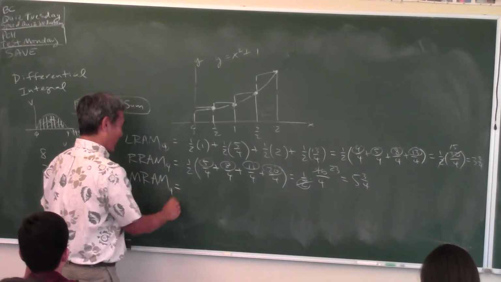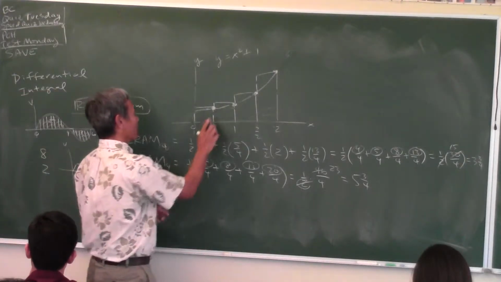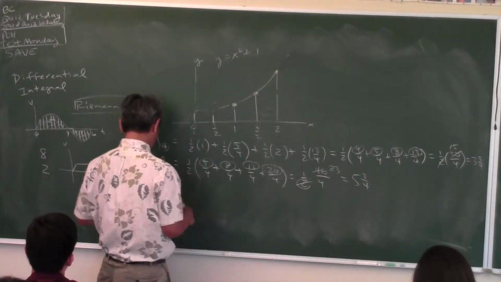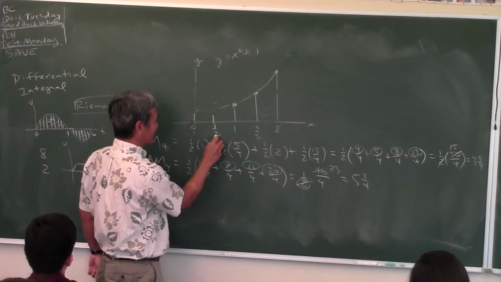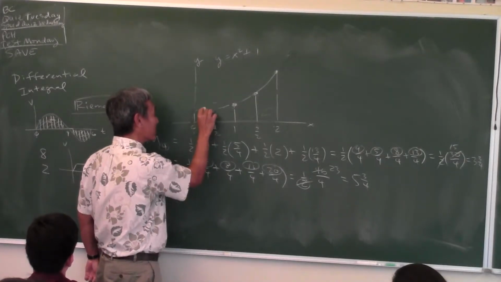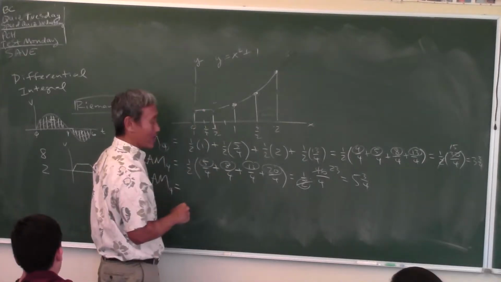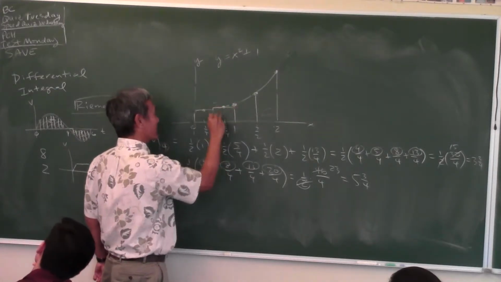Now, MRAM. I don't know why, but even the BC students, some of them got confused with this. You're going to use the midpoint to cap off the rectangle. So, halfway between 0 and 1/2 is what? 1/4. You're going to use the midpoint to cap off the rectangle. What's halfway between 1/2 and 1? 3/4. You use the midpoint to cap off the rectangle.